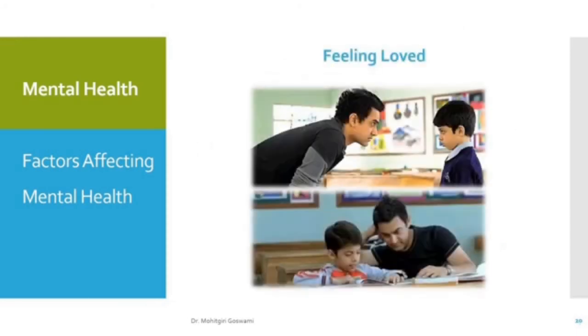The second factor is feeling loved. Children who feel loved, trusted, and accepted by their parents and others are far more likely to have good self-esteem. They are also more likely to feel comfortable, safe, and secure, and are better able to communicate and develop positive relationships with others. So feeling loved at home as well as school is very important for every child.